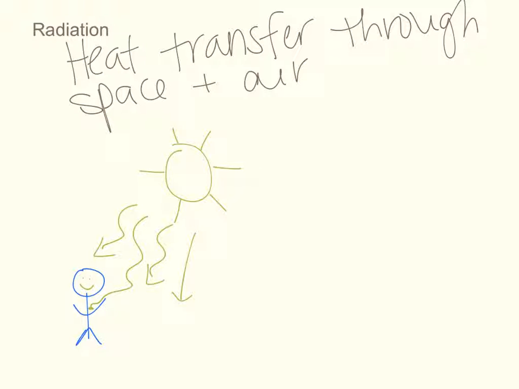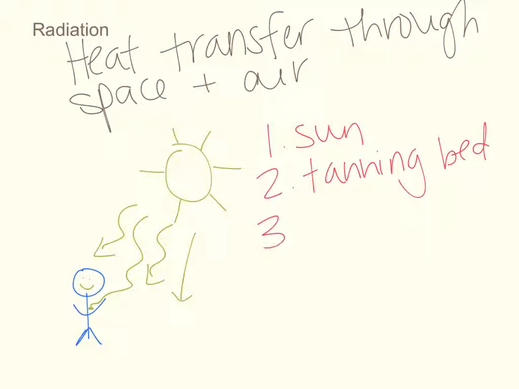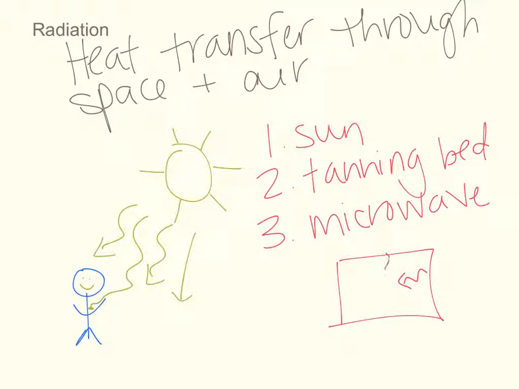So that's radiation. Other examples of radiation would be, first we have the sun, a tanning bed, a microwave. When I am trying to reheat my food, I put it in the microwave, and there's nothing actually touching my food, but there is radiation coming from all sides in there, and it's heating up my macaroni and cheese. There's nothing touching it. It's going through the space and the air, and that's radiation.